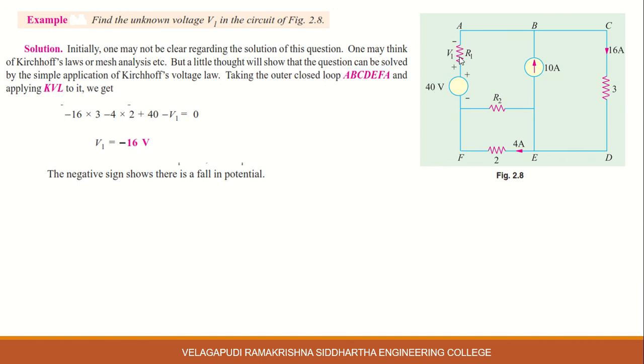So here we are finding the unknown voltage V1 for this circuit. Before solving this problem, at first we are confused about whether to use Kirchhoff's laws or mesh analysis. But the simple solution is to apply Kirchhoff's voltage law to find the voltage V1 by taking the outer path. So by taking the outer closed path from node A to B, C, D, E, F, A.